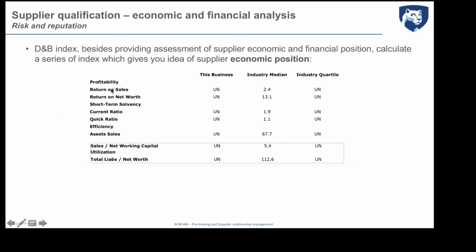And finally, we can also assess the economic position, because D&B calculates some of the main economic indicators that we analyzed some minutes ago, and gives the value for this business, which in the case of this report are unavailable, and compares with the industry mean in order to understand if your supplier is in line with the industry mean, or is overperforming or underperforming.